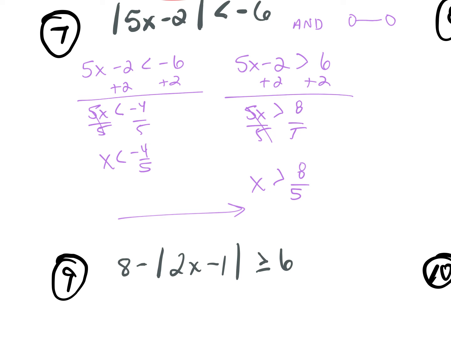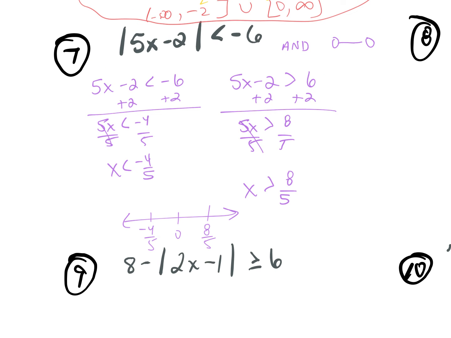Okay, so let's graph. Negative 4/5, 0, 8/5. How did you guys tell me I should color? Inside. So open circles and shade inside. Now, a lot of you will just stop and go write your interval notation and move on to the next one. But the 2 checks I told you need to do.